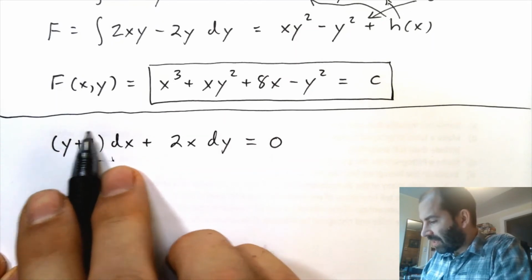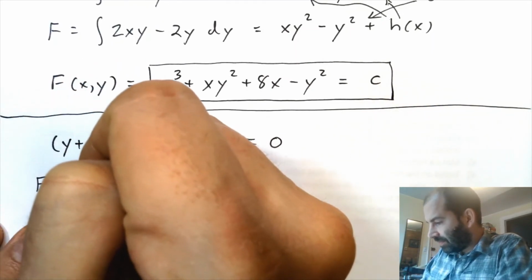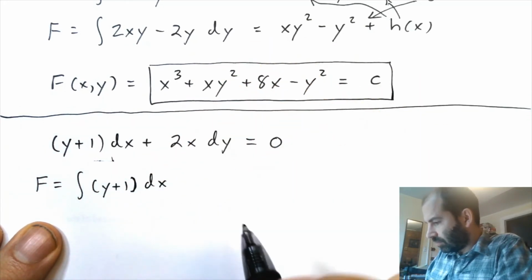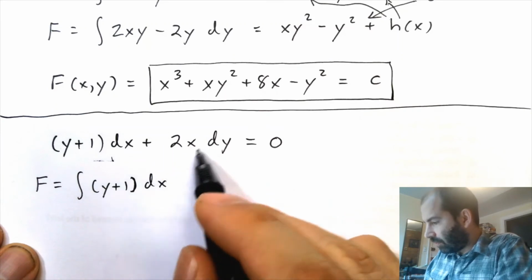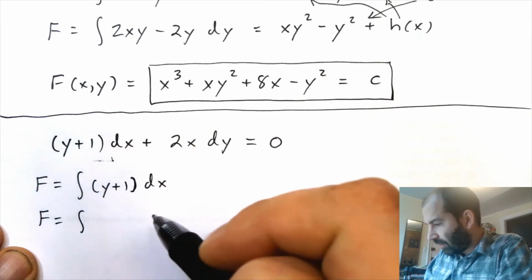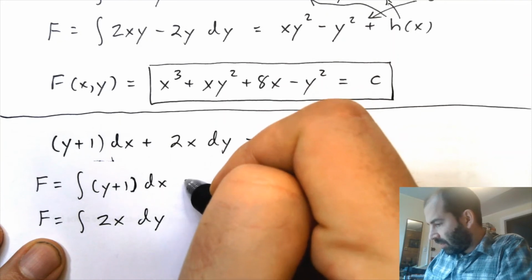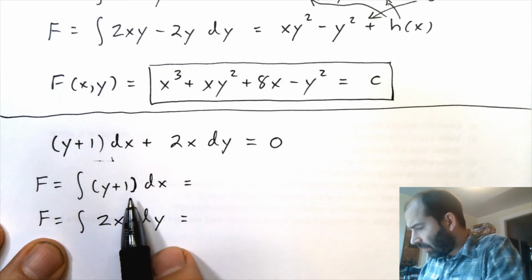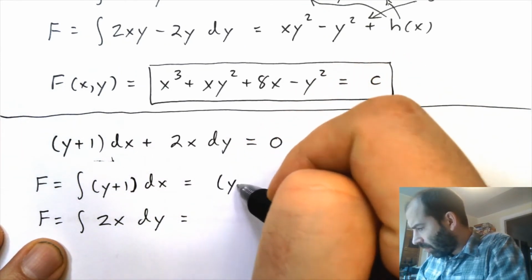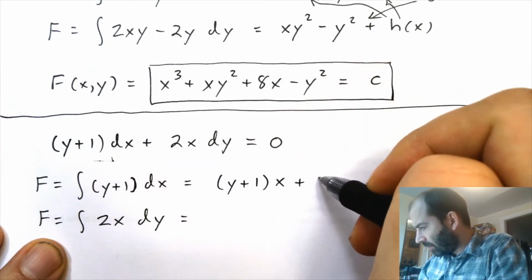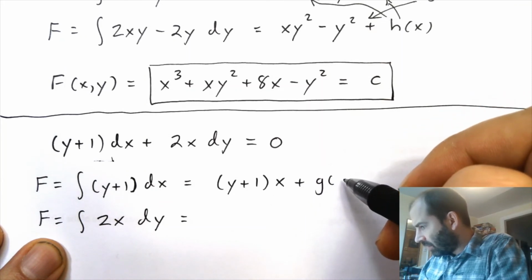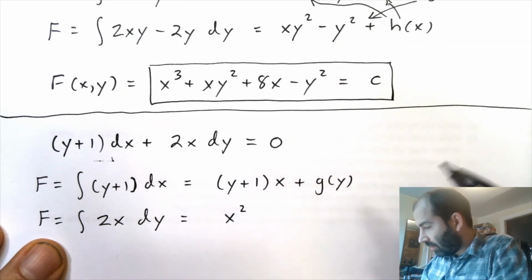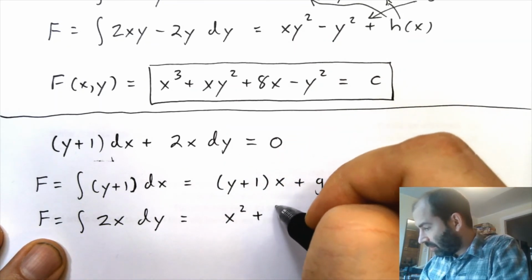So we know that this has to be the derivative with respect to x. And this has to be the derivative with respect to y. So to find f, I'll anti-differentiate it. Okay, let's go through. All right, the antiderivative of this, well, that's just going to be y plus 1 times x plus some function of y. All right, and this is going to be x squared plus some function of x.